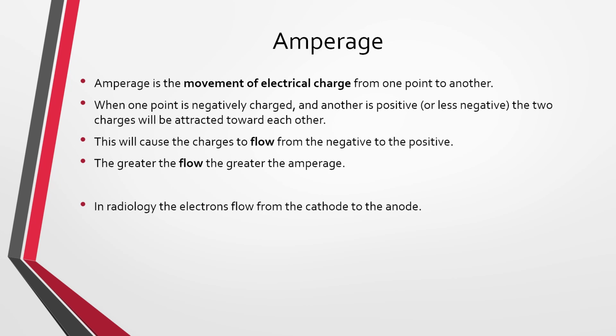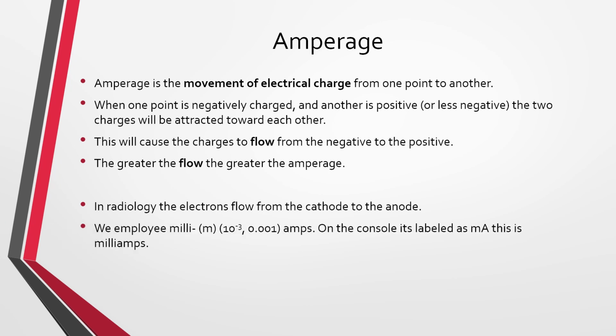In radiology, the electrons flow from the cathode to the anode, where the cathode's negative and the anode's positive. As we said, we employ milli, which is 10 to the negative 3, or 1,000th, of an amp. On the console, it's labeled as mA. This is set as milliamps.